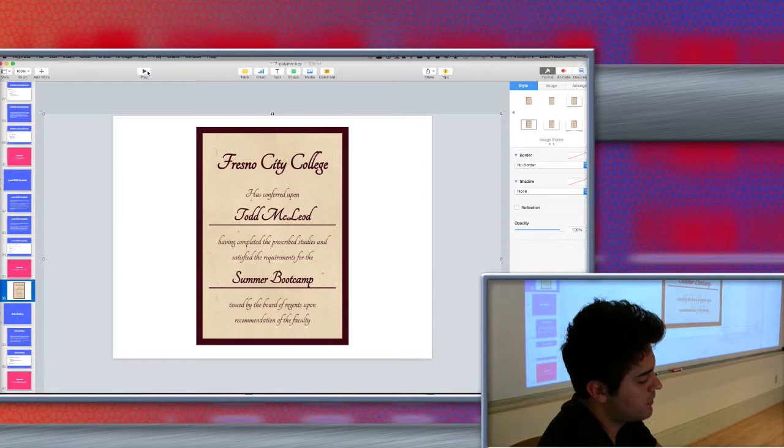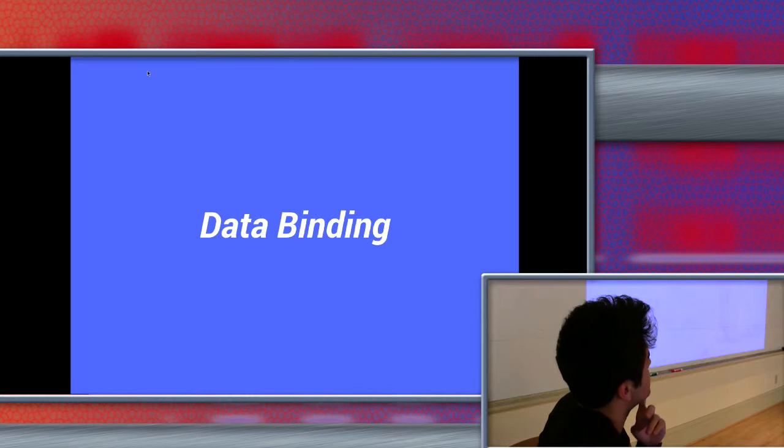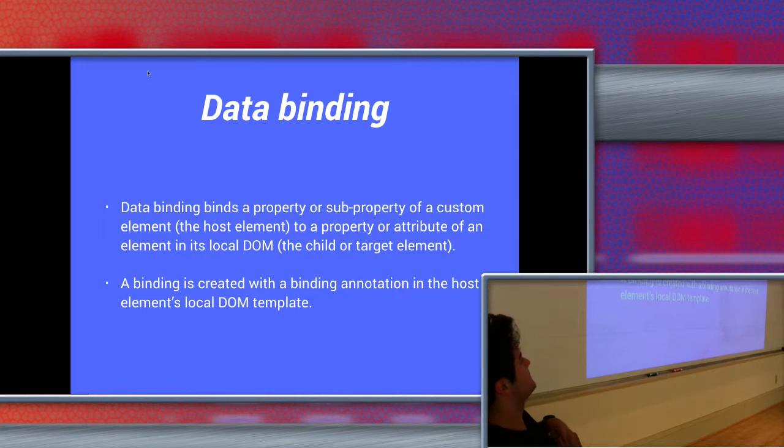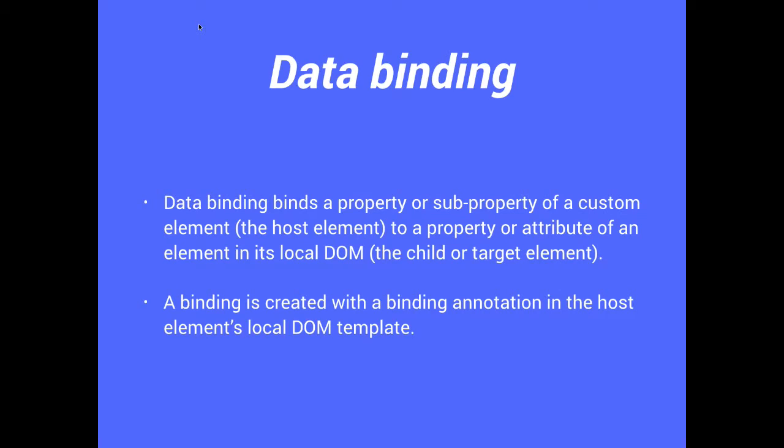But there's one thing that Polymer does for us that is pretty cool, and this is called data binding. What is this? Data binding is like you get some information, like you loaded a JSON, and you want your UI to update once your data changes. There are lots of ways to do data binding nowadays, and that's how frameworks like Angular got really popular, because they started to do this data binding stuff. Data binding binds properties or sub-properties of a custom element. So imagine you have like school, you have all those things in your local DOM.